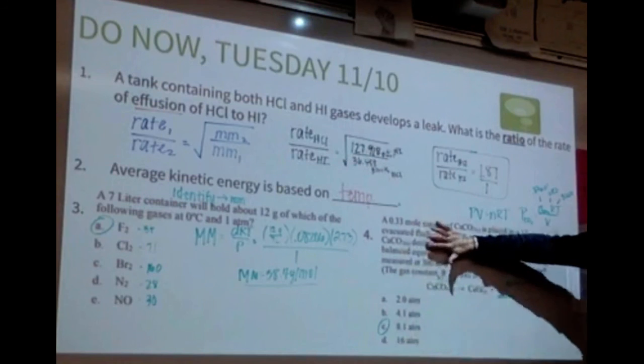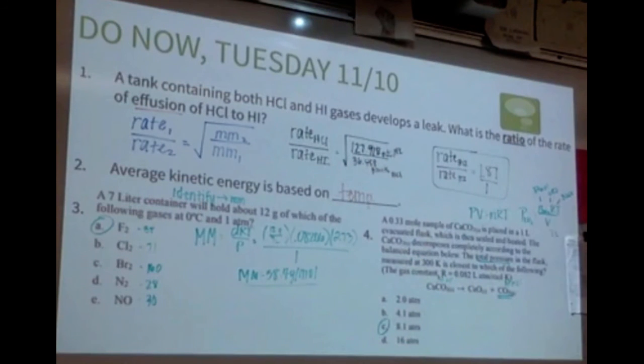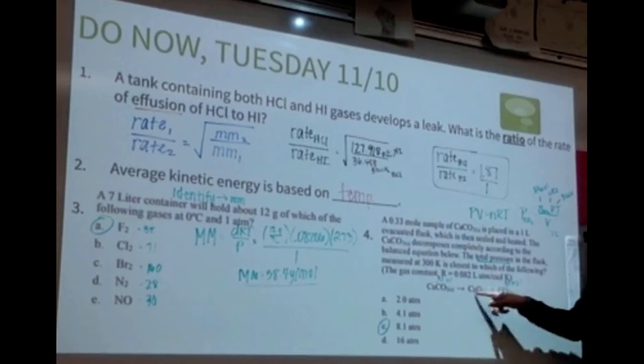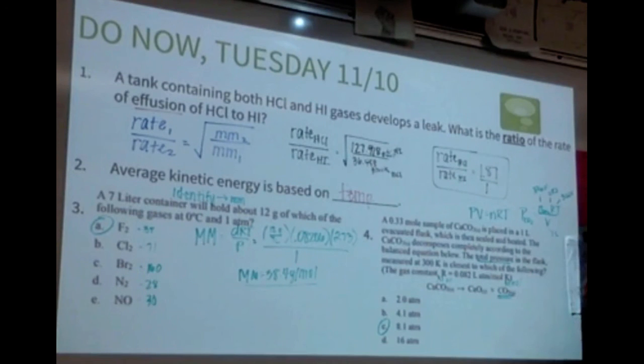So 4 is looking at ensuring that when you are plugging information into the ideal gas law, that you are plugging in moles of a gas to find the pressure. Now, if these both were gases, well, then you would have to find the pressure of each gas and add them together. But it's not, it's just one gas.